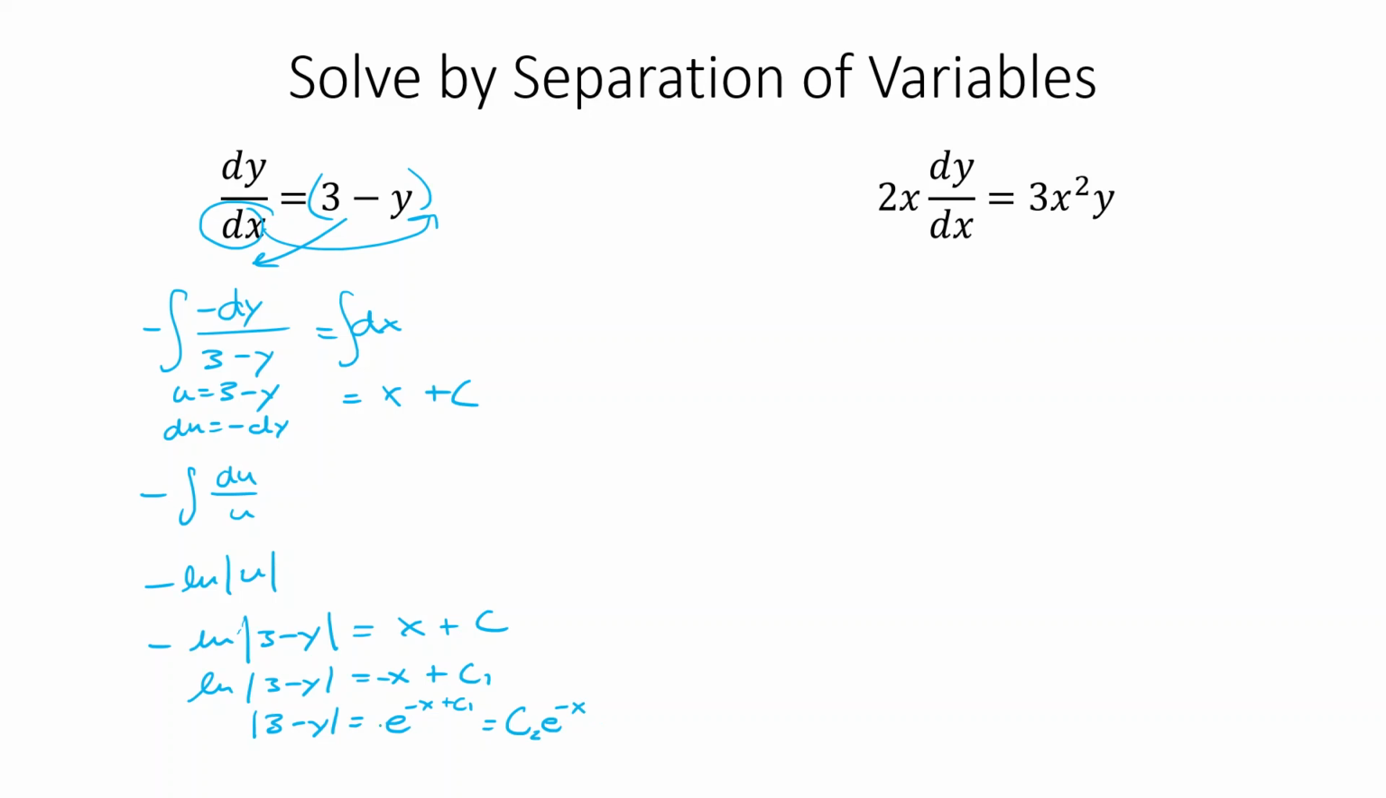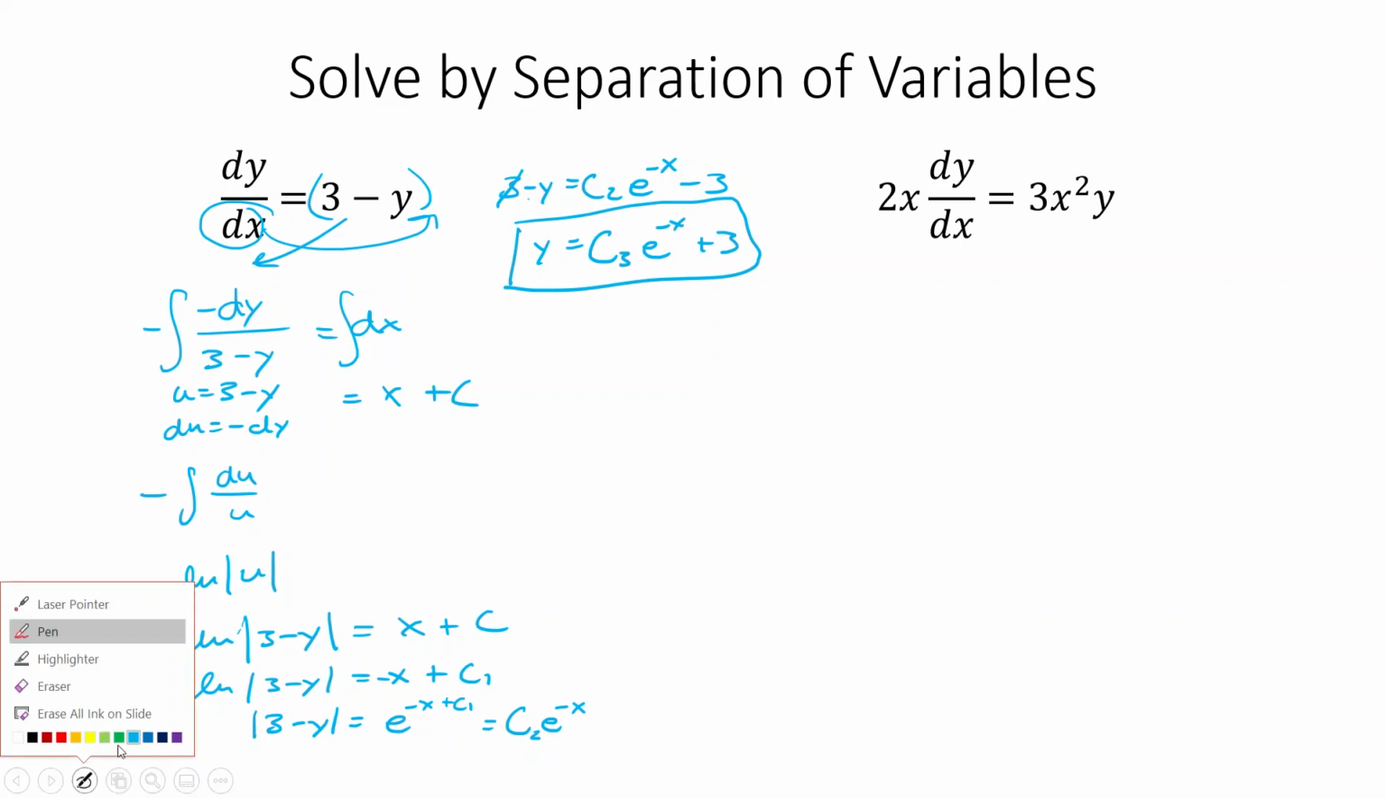All right, we don't really need the absolute value here. We get 3 minus y equals c2 e to the negative x. Technically, this c2 would take care of the absolute value. So we subtract 3 from each side, multiply by negative 1. So we get some other c, c3, with that negative 1 there, e to the negative x plus 3. All right, and there it's solved for y. Sometimes we solve for y, sometimes we don't. It's really up to the situation whether we solve for y or not.